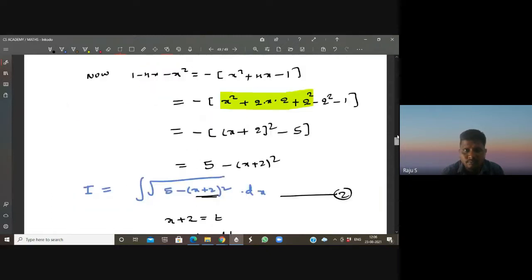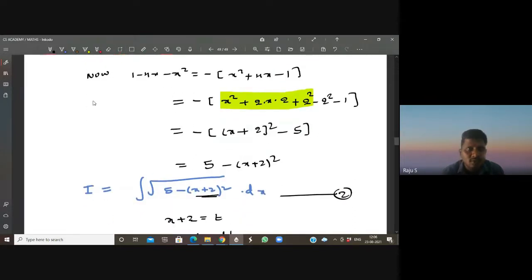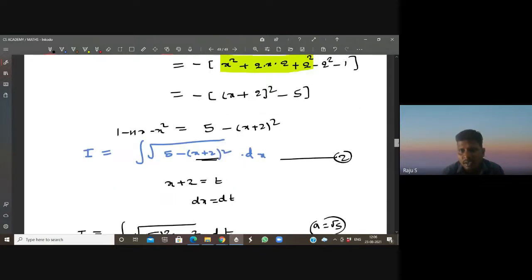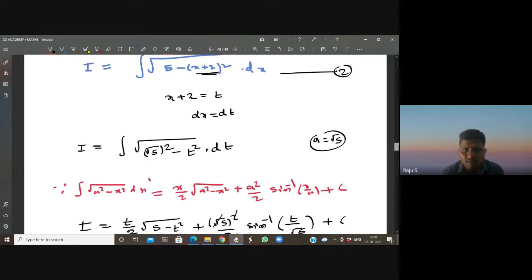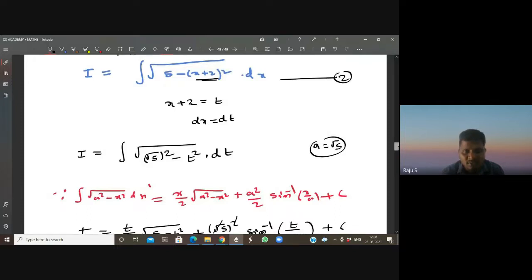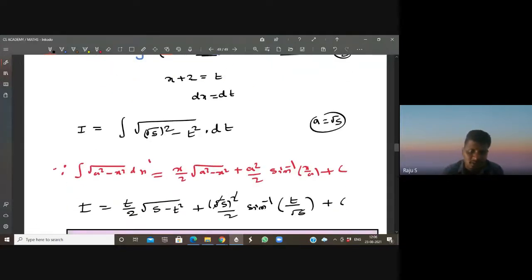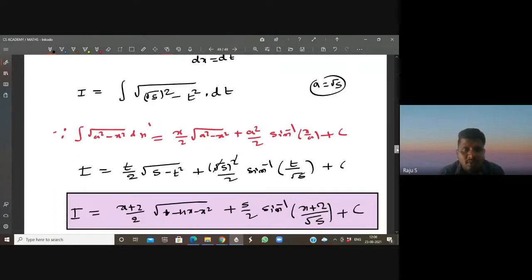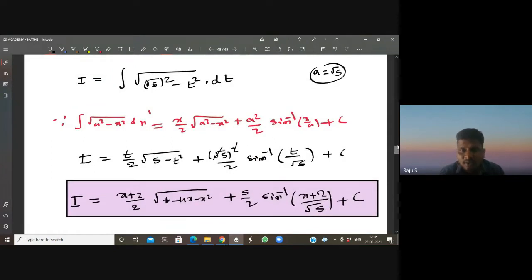Once again, in equation 1, I have taken the quadratic expression and made it a completing square. 1 minus 4x minus x square becomes 5 minus x plus 2 the whole square. So I replaced it. Again I am taking x plus 2 is equal to t by the substitution method. Differentiating on both sides, dx is equal to dt. I substituted all over, but this 5 I have written as root 5 the whole square, because there is a formula for a square only, not a. So it is in the form of a square minus x square. I have written the formula and I substituted the a value. That's all.